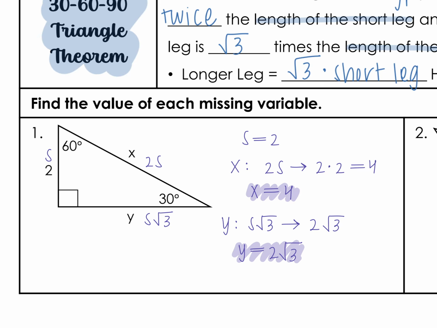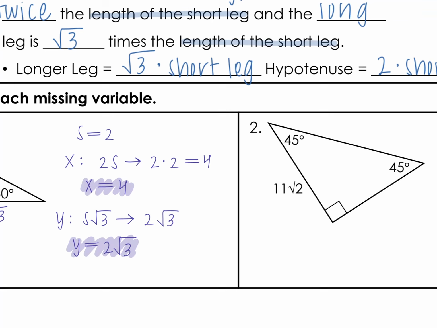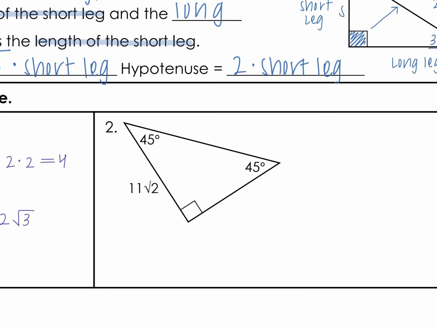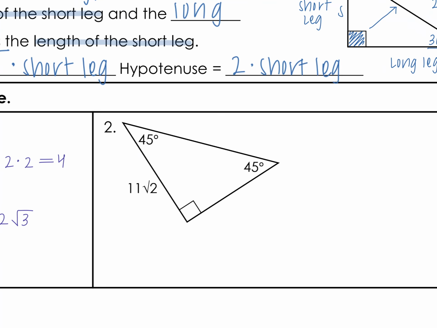Okay, so that's a pretty easy basic one. Now let's look at number 2. Okay, we're switching into our 45, 45, 90. So we need to label it as such with that ratio. So my 45 is across from that is an s. Then we've got another s over here. And then my hypotenuse is that s root 2.